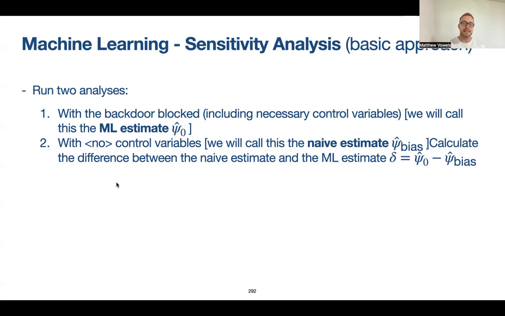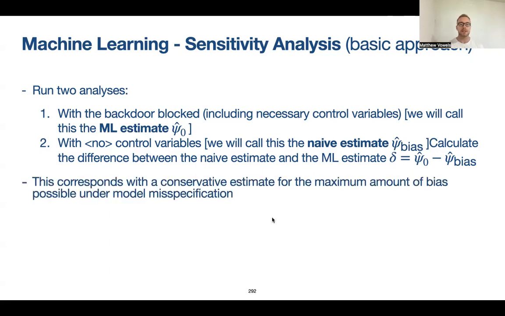We can then calculate the difference between the naive estimate and the machine learning estimate, which will give us this delta, the difference between the two. And that's actually going to help quantify the extent to which the confounders, which we do have access to, are influencing our estimate. Hopefully they're pushing it in a good direction, not a bad direction. And the difference actually corresponds with a conservative estimate for the maximum amount of bias possible and the model misspecification.